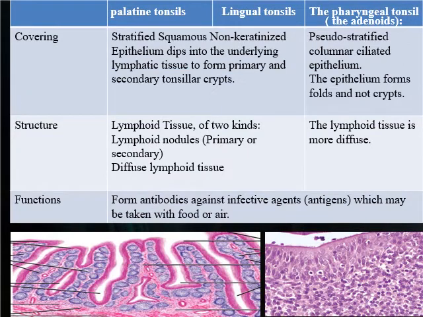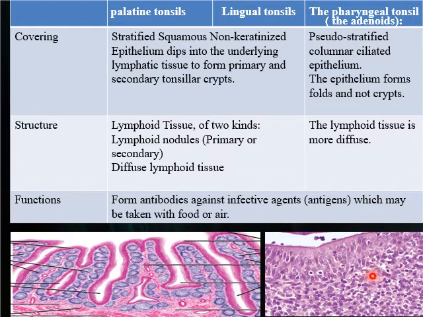What is the covering of the tonsils? The palatine and lingual tonsils are covered by stratified squamous epithelium because they are present in the mouth. They take the epithelium of the mouth, so they are covered by stratified squamous non-keratinized epithelium. This stratified squamous epithelium will form crypts, primary or secondary, inside the tissue.